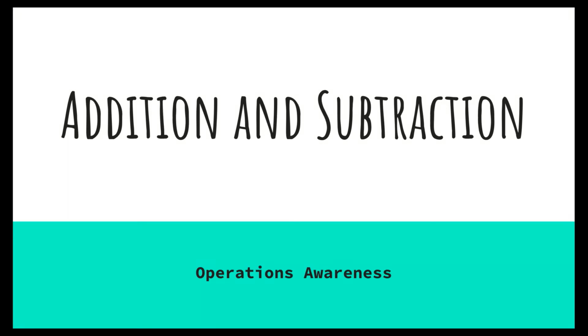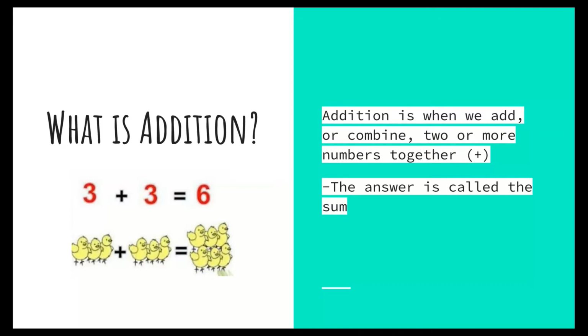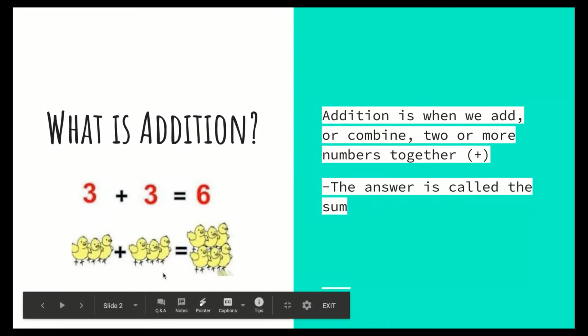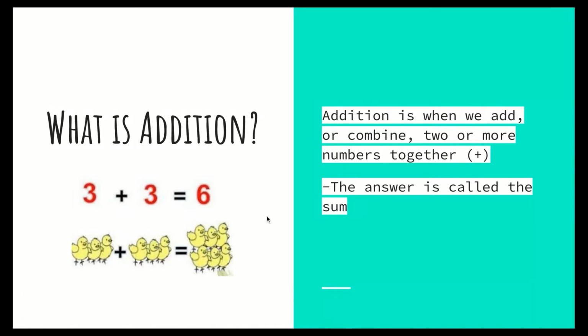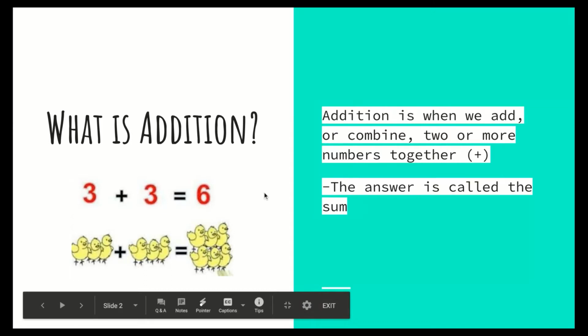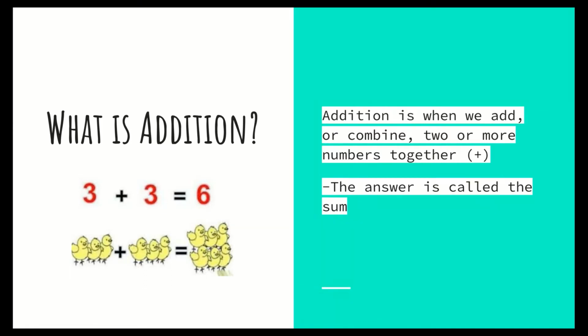Okay, so let's review. What is addition? Well, as you can see by this picture here, addition is when we add or combine two or more numbers or values together. And we use something called the plus sign, the addition sign, okay? So these 3 chicks combined with another 3 chicks equals 6 chicks all together. So this answer right here, 6, this is called the sum. So anytime you're working with an addition problem, the answer is called a sum. You will be adding, okay, putting together.